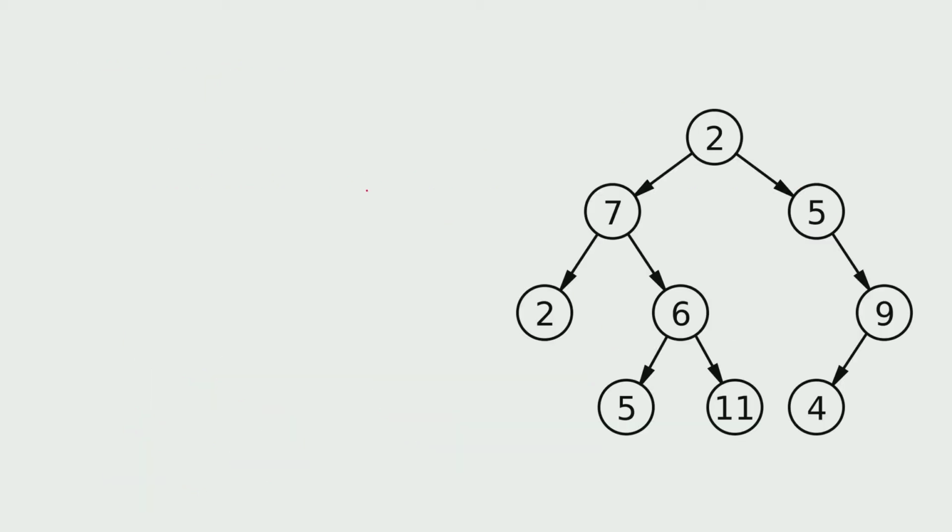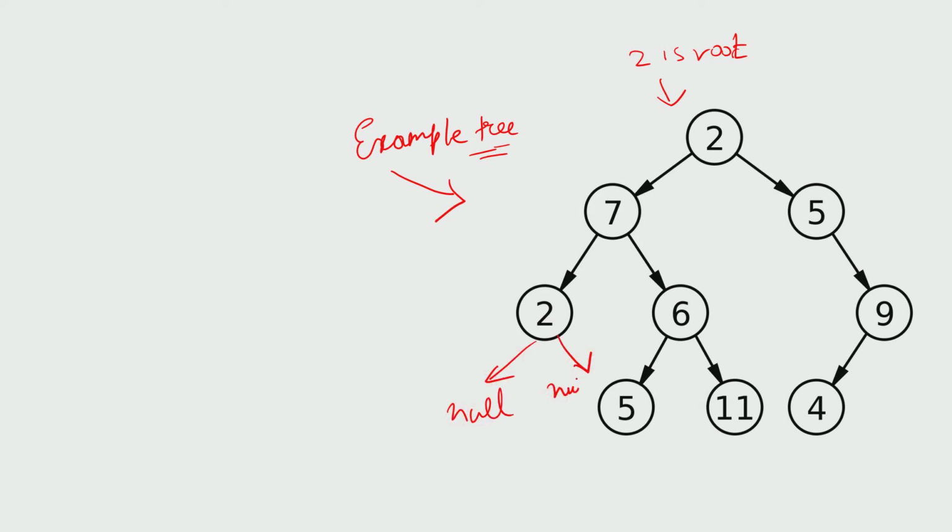Now I have an example tree over here that I'll be using. I'm just testing my pen also to see if it's working or not. Let us say that this is the root of the tree. So 2 is the root of the tree, and 5 is its right child, and 7 is its left child. Now for 7, 6 is the right child, 7 is the left child, and for 2 we can say null and null are the left and the right children respectively, both are null.